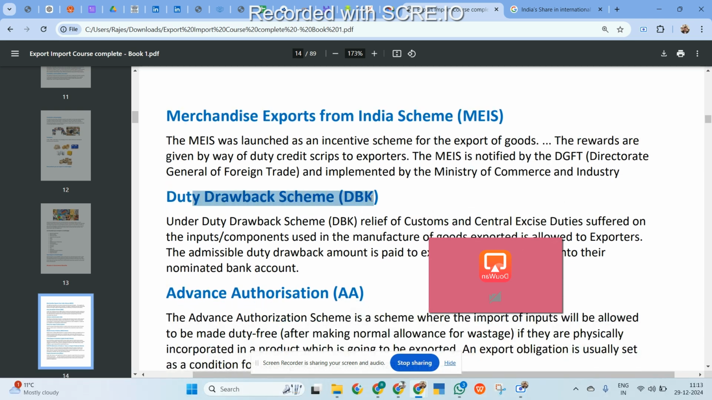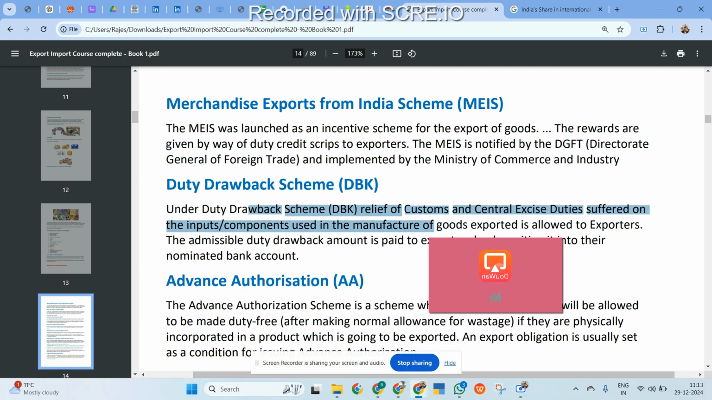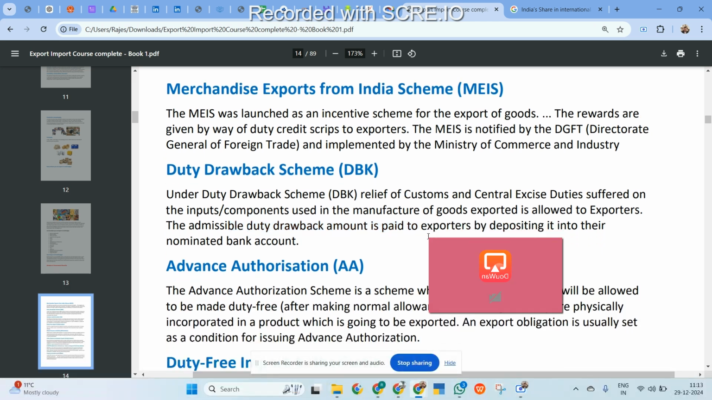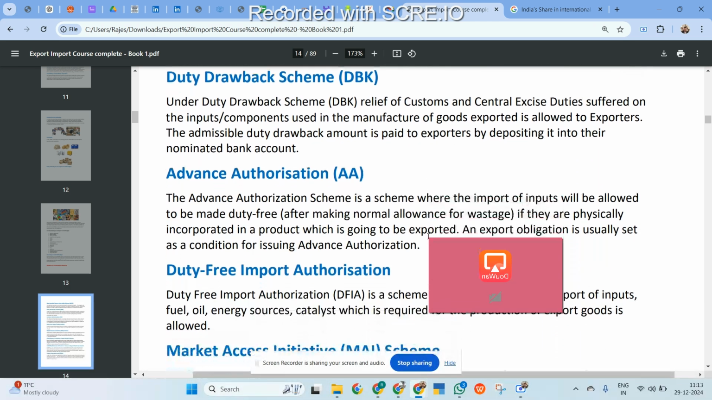DBK, Duty Drawback Scheme. Under this scheme, you will get a benefit from 0.1% to 5%. In textile, you will get 5% DBK. This is a direct benefit you will get into your account. The admissible duty amount is paid to the exporter by depositing into their nominated bank account. Yes, it will get to you directly.